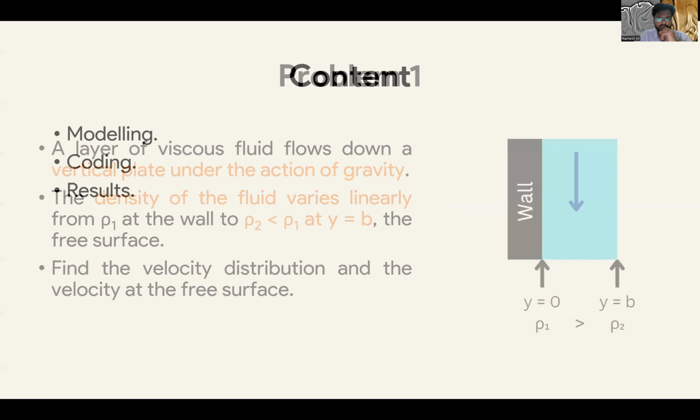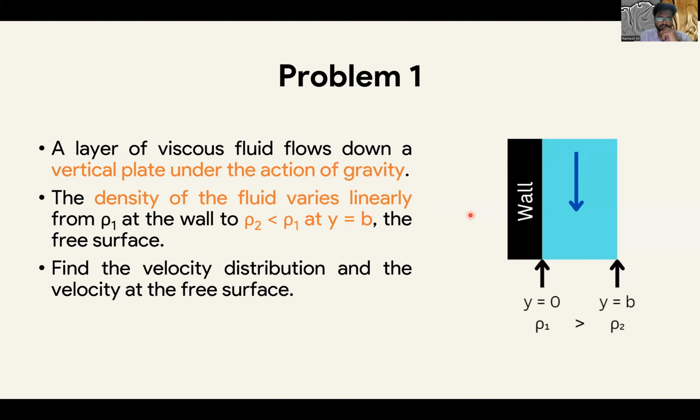of this. I was given two problems, and problem one is about a layer of viscous fluid that flows down a vertical plate. You can see the image. This is mainly driven by gravity, and this is the plate, also known as the wall. The main condition is that the density of the fluid varies linearly from rho 1 to rho 2, where rho 2 is less than rho 1 at y equal to b. So this varies linearly, and we have to find the velocity distribution and the velocity at the free surface.